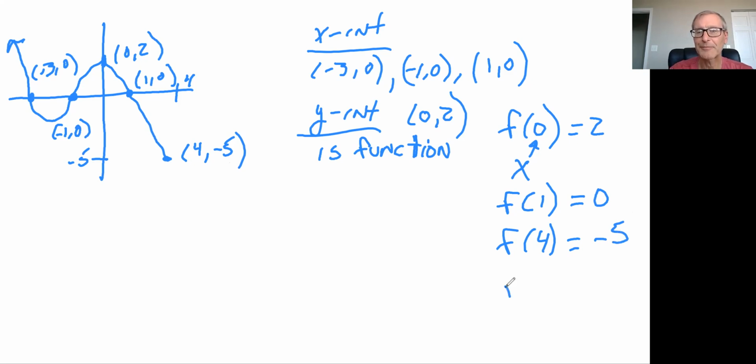If I asked you what f of 6 was, you can see that's not defined. So it would be undefined here, because you could see that when we get, let's say 5 and that's 6, you could see that there's no y value associated with that. And so that would be undefined. Next question.